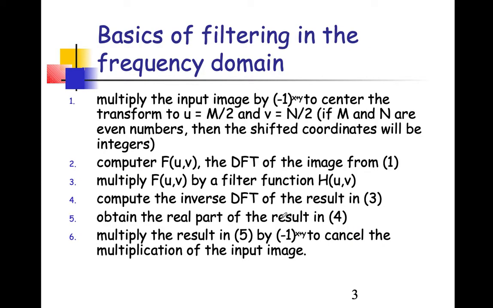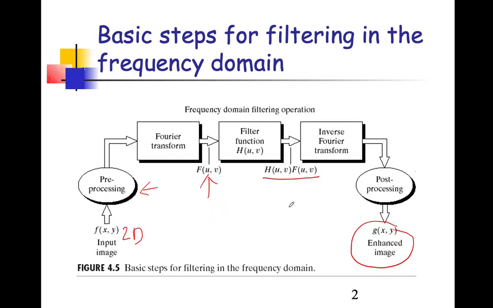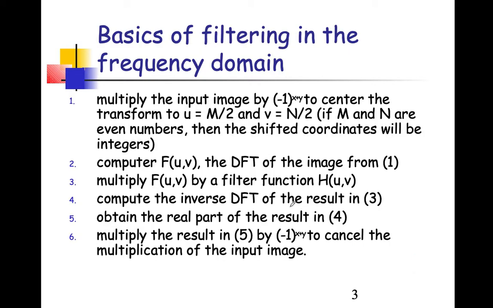What I have represented as a block diagram is put up here as formal steps. The first thing you do is multiply the input image by minus 1 to the power of x plus y, to center the transform function at u equal to m by 2 and v equal to n by 2. For an m cross n image, the data is divided by 2 in both directions and represented as u and v.